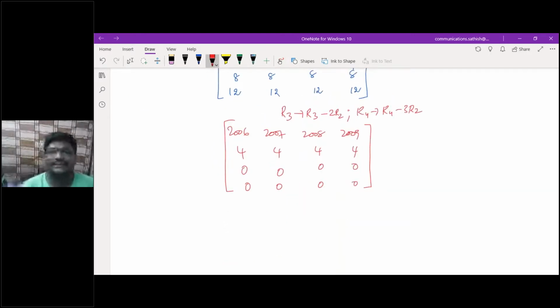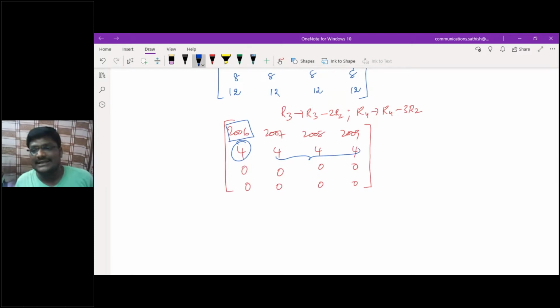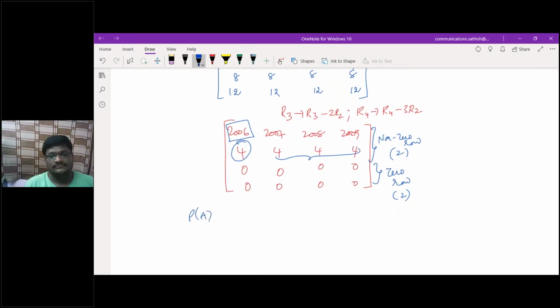Someone may say, sir, I can make this also 0 using 2006 and that 4. But if I make this a 0, all the elements in the respective columns won't be 0; some element will be present. So I cannot call that a 0 row. Hence this is a non-zero row, and these 2 will be 0 rows. So 2 non-zero rows and 2 0 rows. What is the rank of the given matrix? The rank of the matrix will be 2, sir.